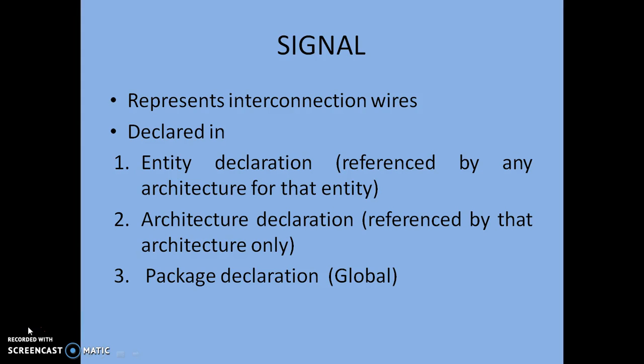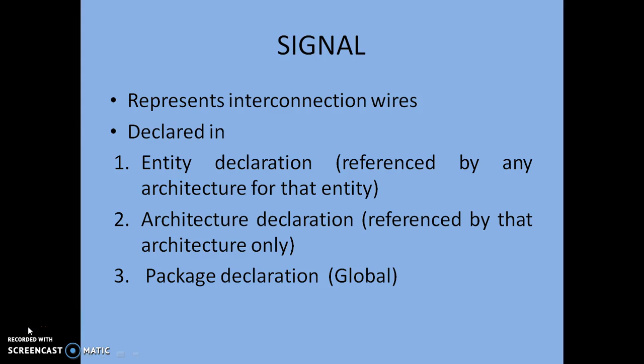It represents a wire. As it's a programming language, we must know where we can declare the signal. The first place is an entity. We'll have a look at entity and its declaration, and what an architecture means, later on. An entity declaration is referred to by any architecture for that entity.